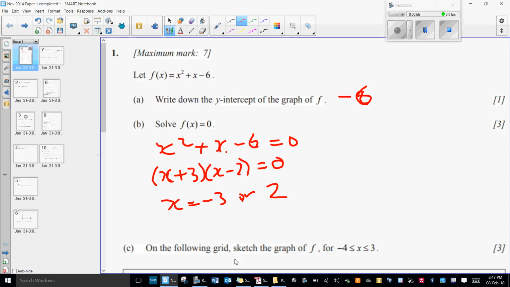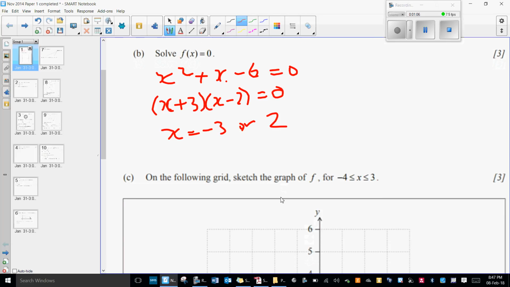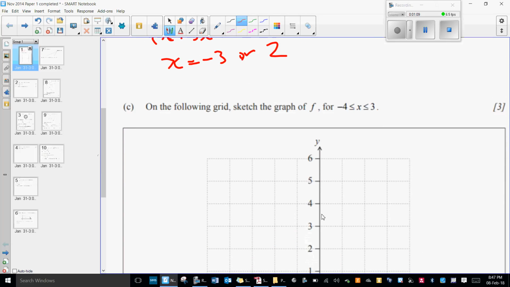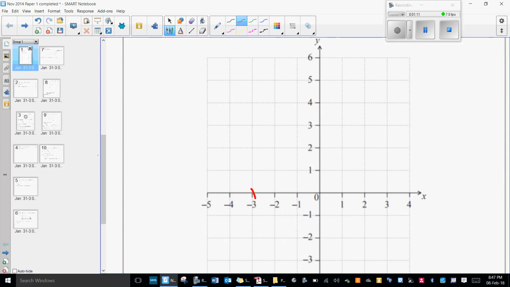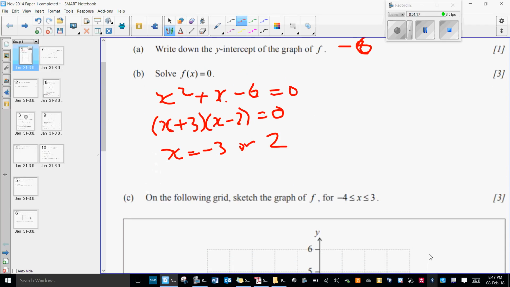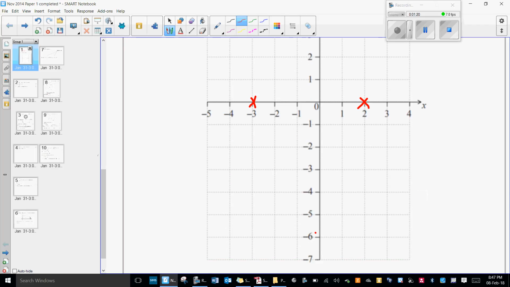On the grid, sketch the graph between negative 4 and 3. Alright, so we know it crosses the x-axis at negative 3 or positive 2. It crosses the y-axis at negative 6. And it's a good idea to find out where the vertex is. So we've got 1, 2, 3, 4, 5 squares in between them, so it's going to be at 2.5. So it's going to be down here somewhere.